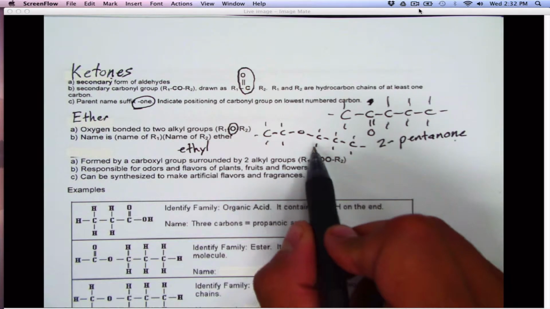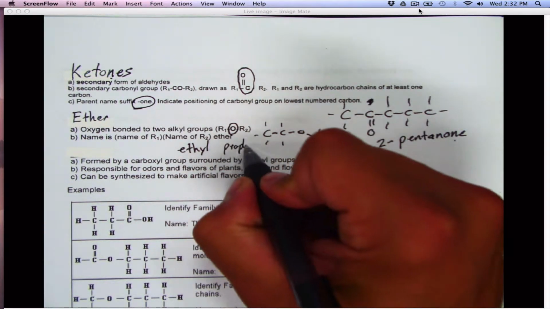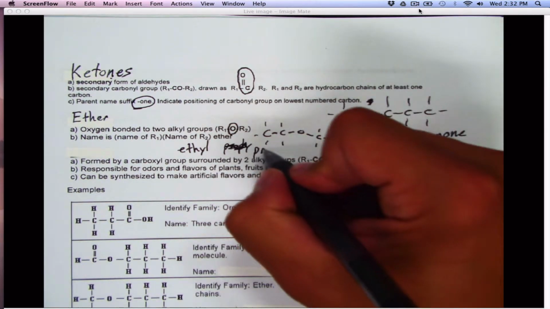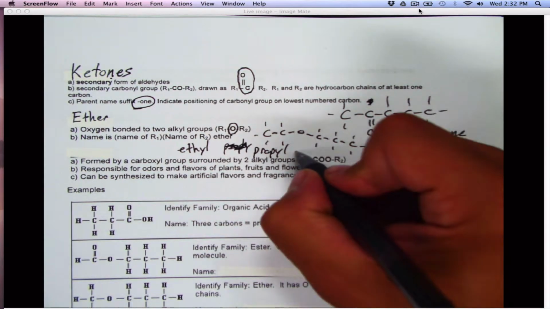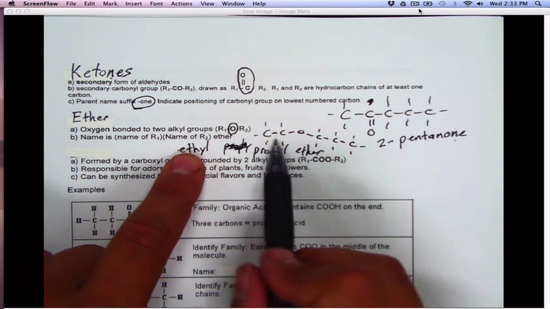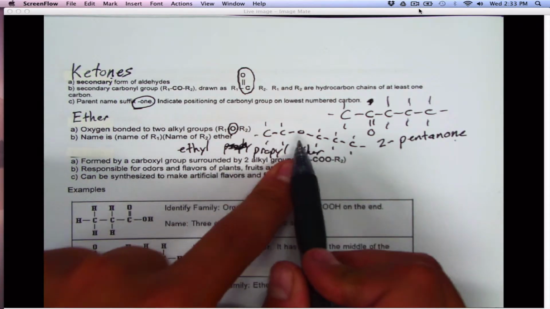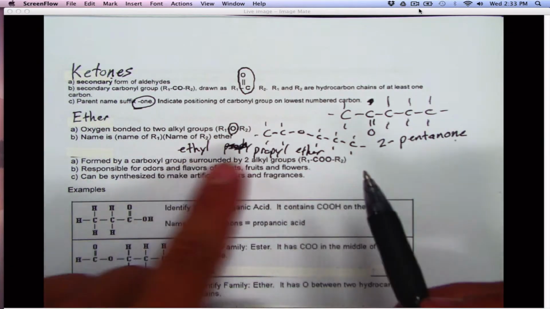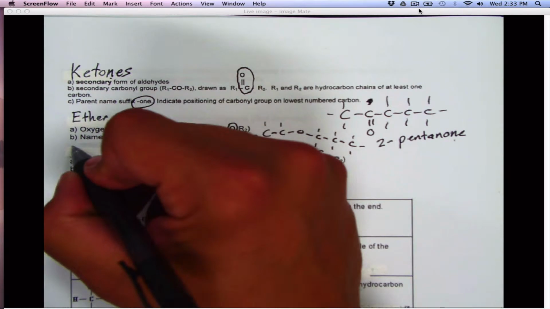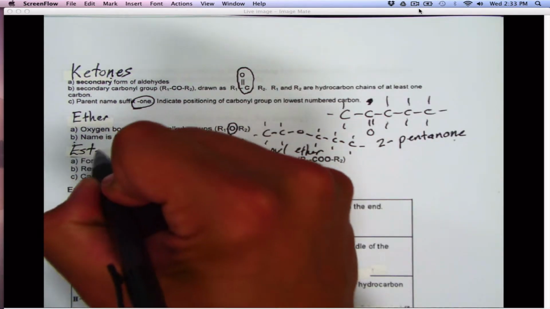And then you have the other side, prop, propyl. Ethyl propyl ether. Ethyl, 2 carbons. Propyl, 3 carbons. Ether, an oxygen in between those propyl and ethyl groups. Eth is 2, prop is 3 carbons. All right, and the last one for this one is going to be an ester.